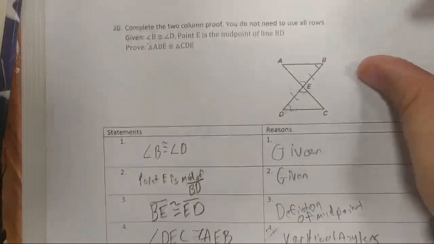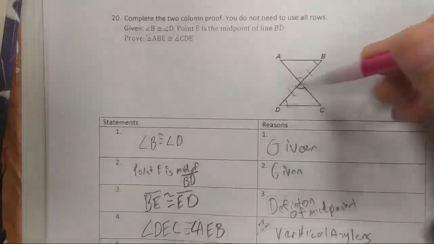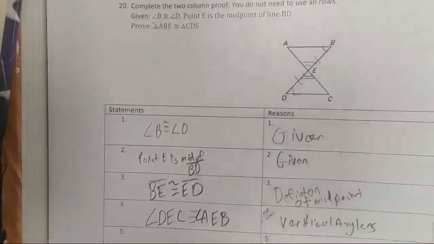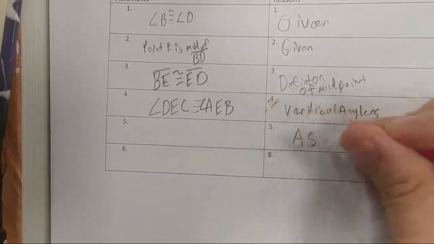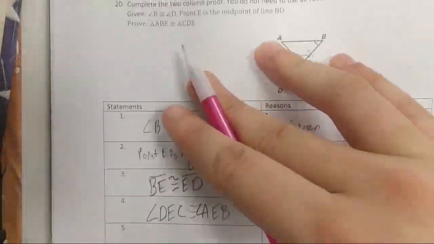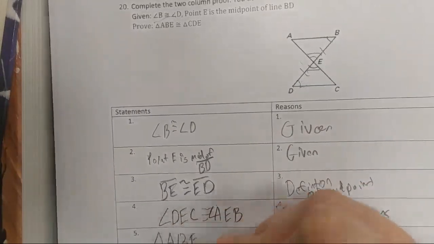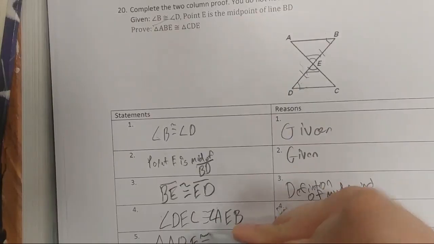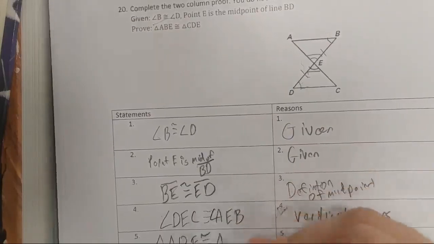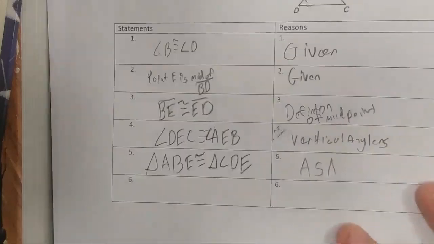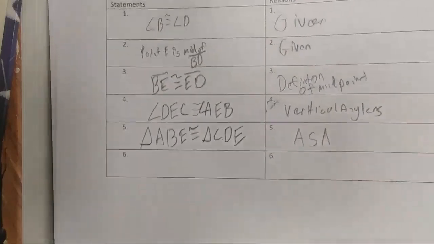We know that, I got to put it in a shot. Angle, side, angle, and I should say these two are equal to that too. So angle, side, angle. Hey, angle, side, angle. And I'm just going to copy what the proof says. So triangle ABE is congruent to triangle CDE because of angle, side, angle.